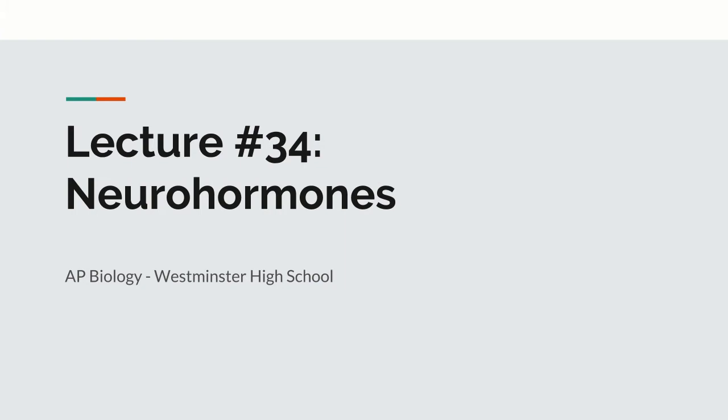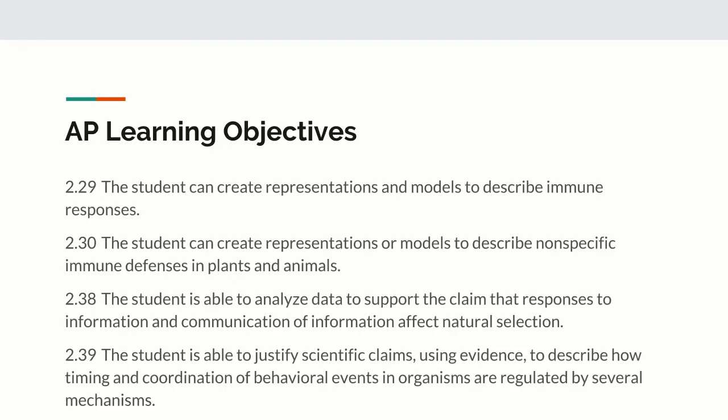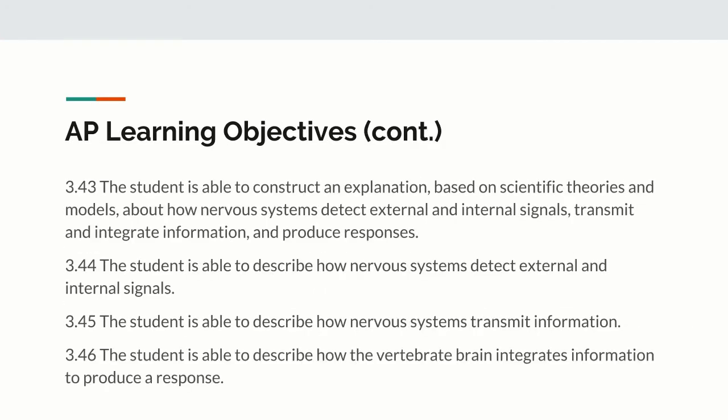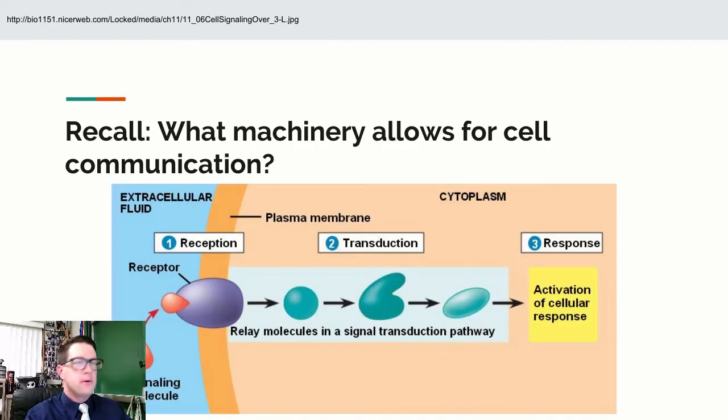We're going to be continuing our talk of how cells can talk to each other by talking about things called neurohormones. In particular, how can we use cellular communication as evidence for evolution? Namely, this is going to be all over the place, so is there evidence for that? There's something the College Board likes to test on, because it goes on forever. Hooray.